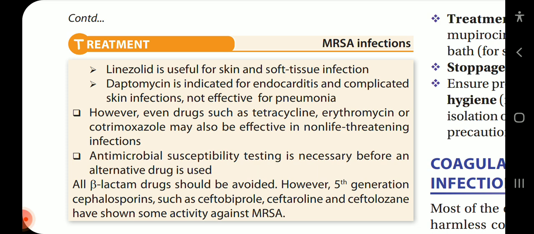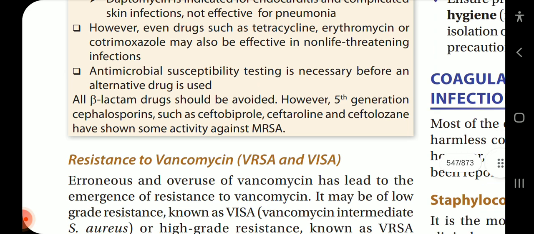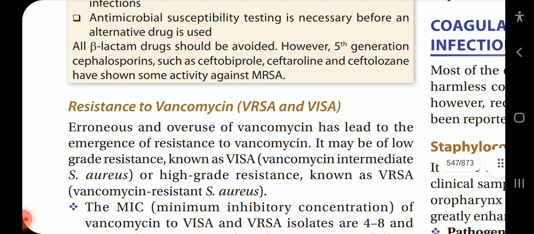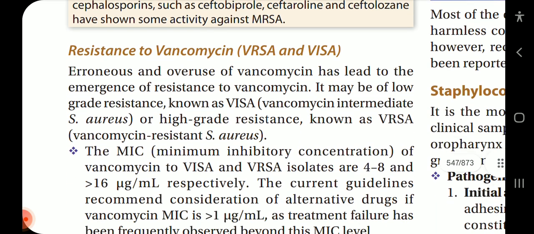Daptomycin is indicated for endocarditis and complicated skin infections, not effective for pneumonia. However, even drugs such as tetracycline, erythromycin, or cotrimoxazole may also be effective in non-life-threatening infections. Antimicrobial susceptibility testing is necessary before an alternative drug is used. All beta-lactam drugs should be avoided. However, fifth generation cephalosporins such as ceftobiprole, ceftaroline, and ceftolozane have shown some activity against MRSA.